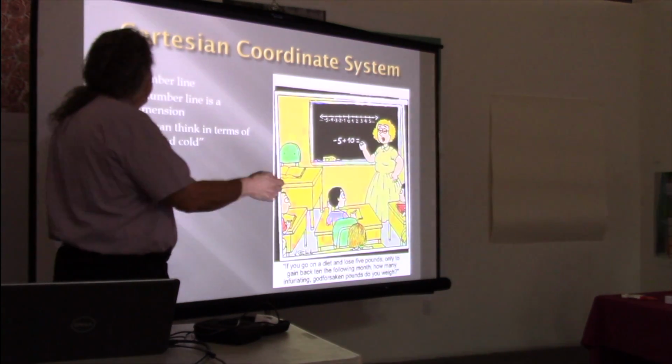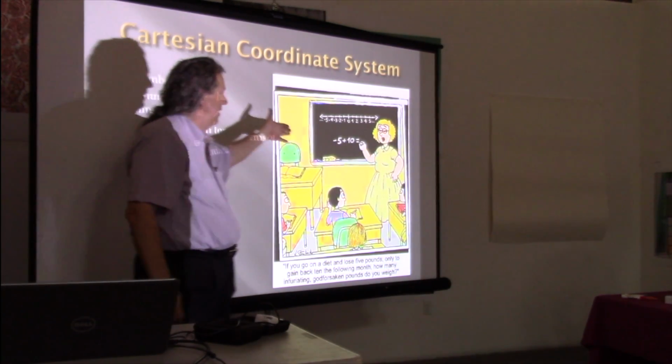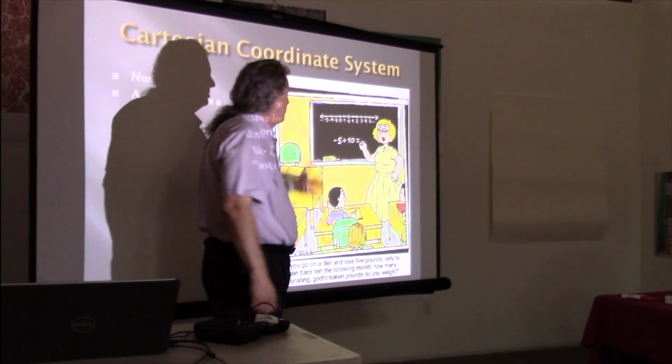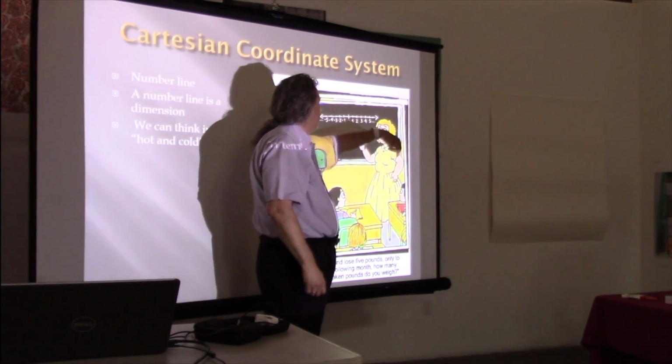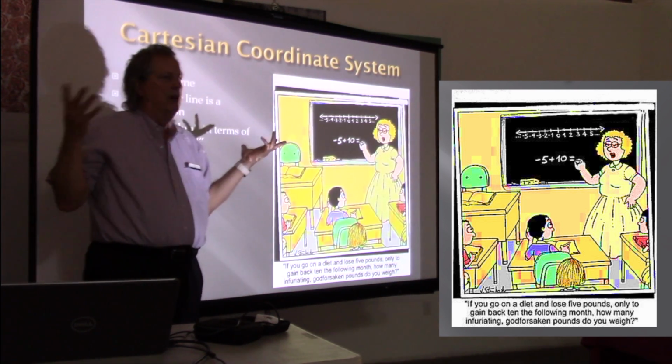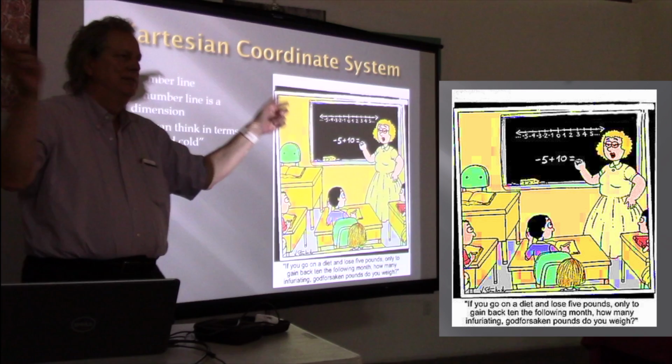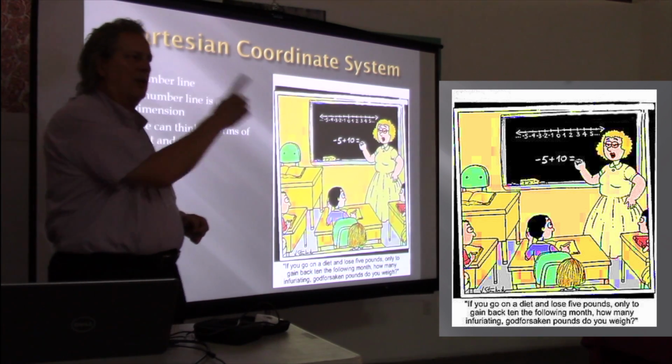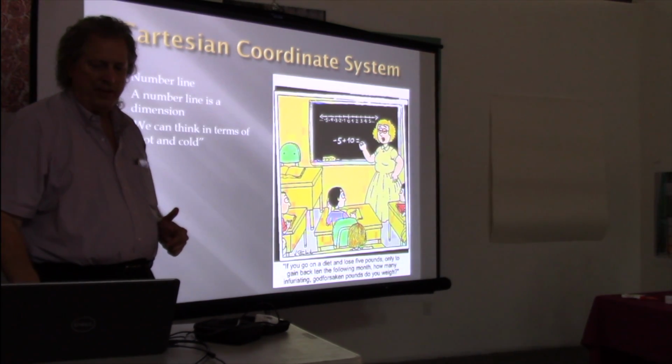We can think of terms of hot and cold on a number line. Here, you remember in class in grade school, we had the number line with 1, 2, 3, 4, 5, negative 1, 2, 3, 4, 5. And so on a number line, we can map concepts or gradients across a one-dimensional axis.